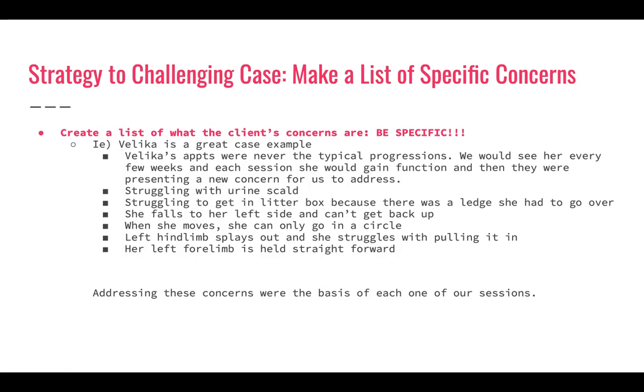And when she moves, she can only go in a circle. So if I remember, when Velica first started off, she could only go in one direction. I think it was towards the right, and she could not go straight and she could not go left without losing her balance. Her left hind limb splays out and she struggles to even pull that left hind limb in, and her left forelimb would be held straight forward. So that also added to her falling over to her left. So I wrote those down. There were very specific things that we needed to work on.